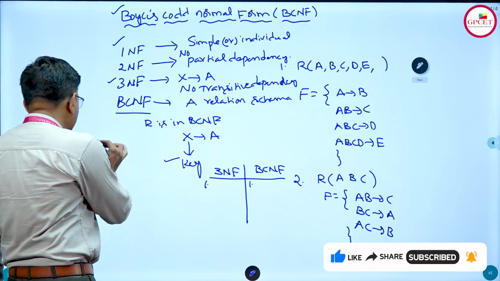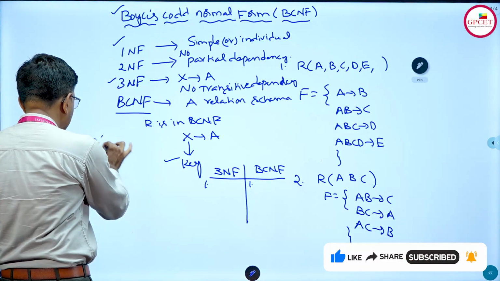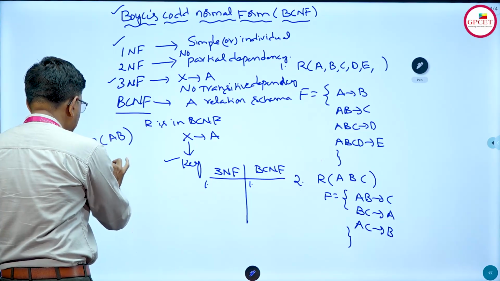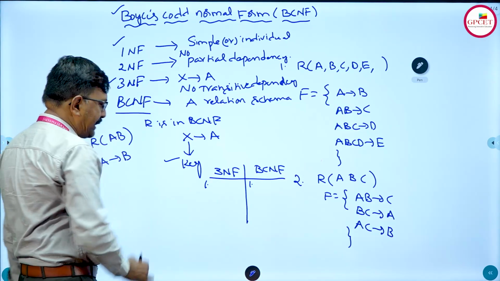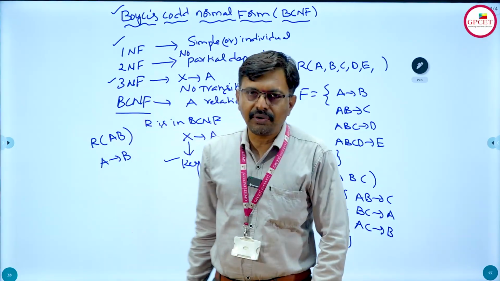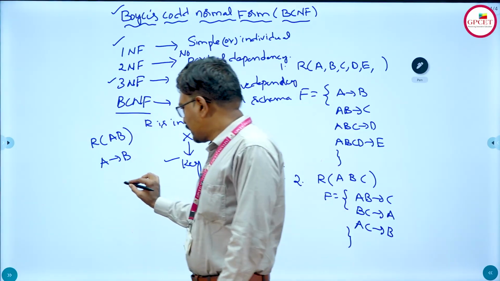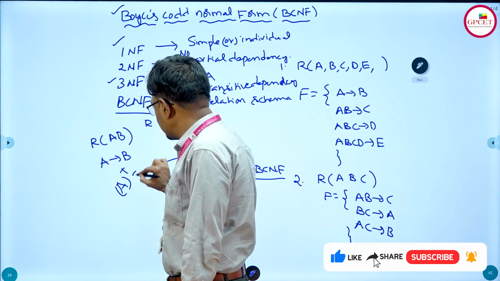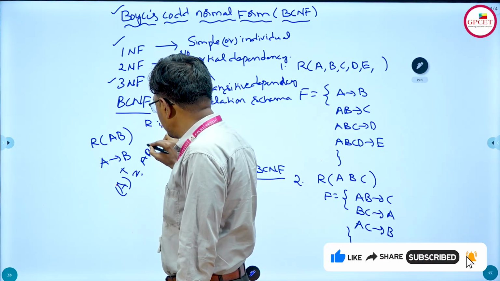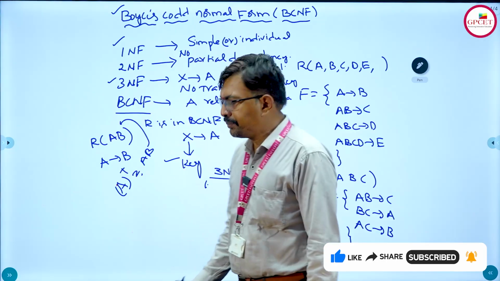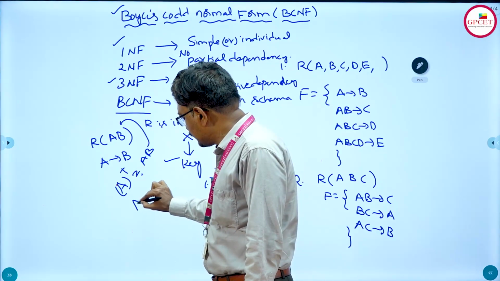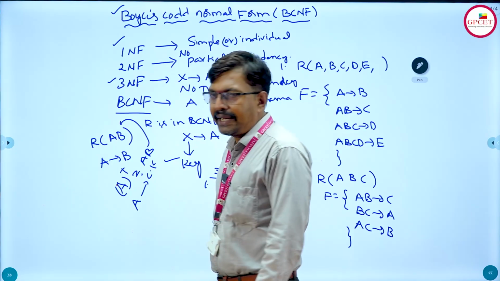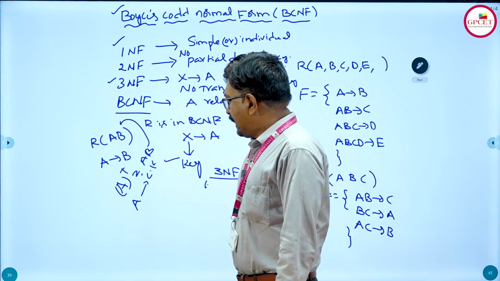For example, BCNF: R of AB. The relation is AB, with A tends to B. What normal form is it? Suppose A closure, you can get the original relation AB. That is, A is a key, A is a candidate key.